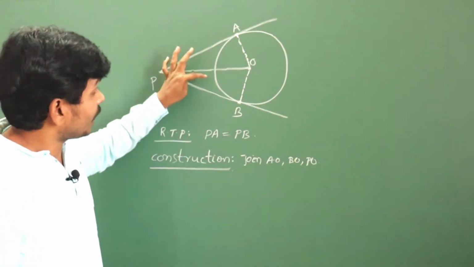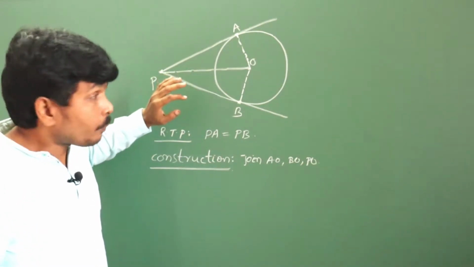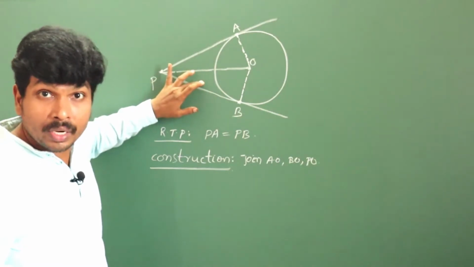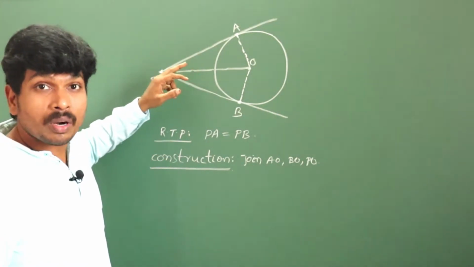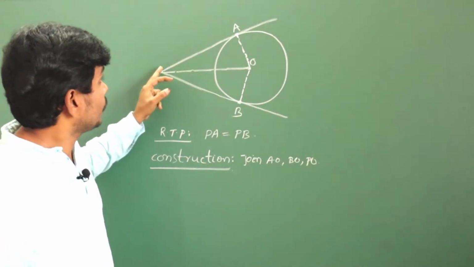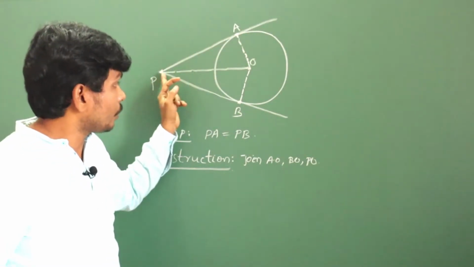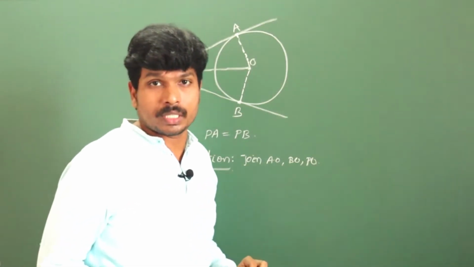Observe here, two triangles formed. If suppose these two triangles are congruent, then definitely by CPCT, corresponding parts in congruent triangles, you get PA is equal to PB. That is one of the approaches.